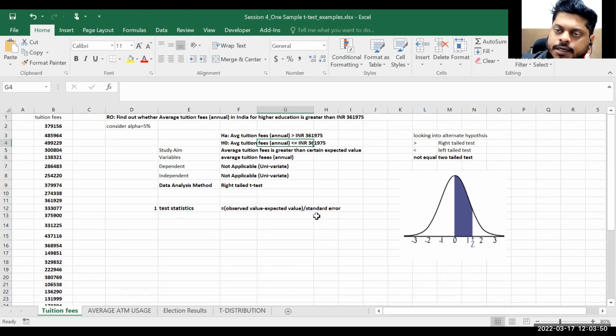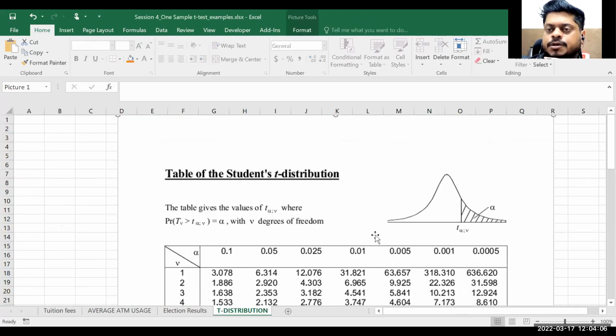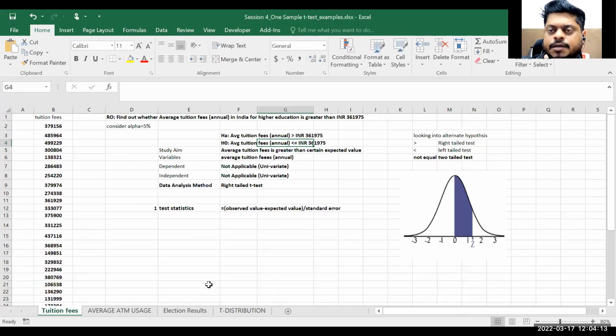Then the question is, why standard error, not standard deviation? The standard deviation of a sampling distribution is nothing but the standard error. Remember, we do not have information about the population standard deviation or population variance. We have information about this t distribution, and from this we are trying to find out where our sample lies. That is why, rather than standard deviation, we are dividing by standard error.